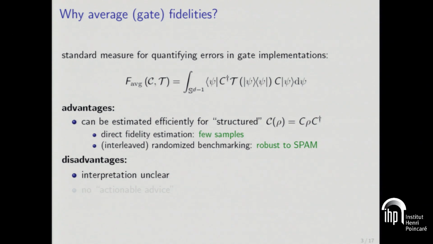And perhaps even more importantly, it's just a single number. So it doesn't give you actionable advice if you see that the number is not so good. Suppose you work really hard to prepare your favorite gate in the lab, you measure it, you do randomized benchmarking, and then you find out that the average fidelity is 0.7. What should you do? It just tells you that you did a poor job.